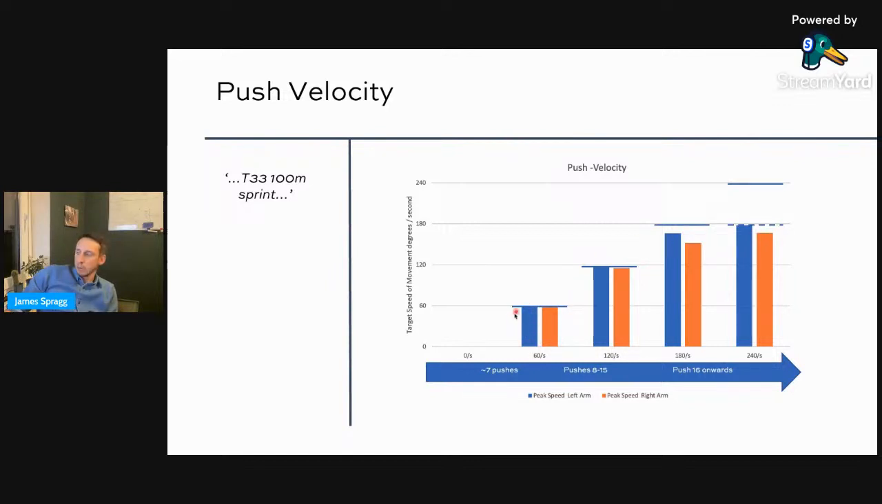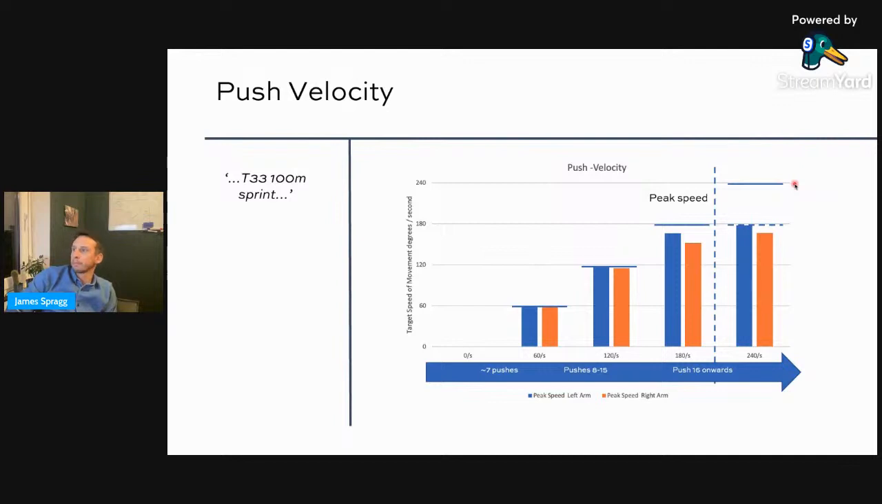At 60, we were all fine. Both arms could reach that target. 120, same again. At 180, they were starting to struggle a little bit, but it wasn't too bad. But at 240 degrees per second, they were really struggling. They were a long way short of being able to push that push ring fast enough. Luckily for them, peak speed happens somewhere in between those two, and it certainly isn't as high as 240 degrees per second, but it's probably a little bit higher than 180 degrees per second.